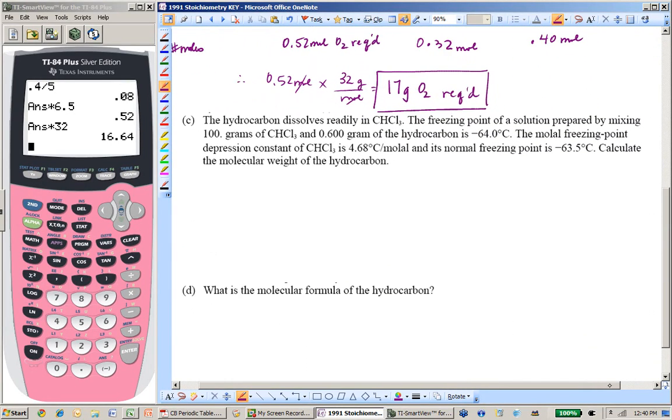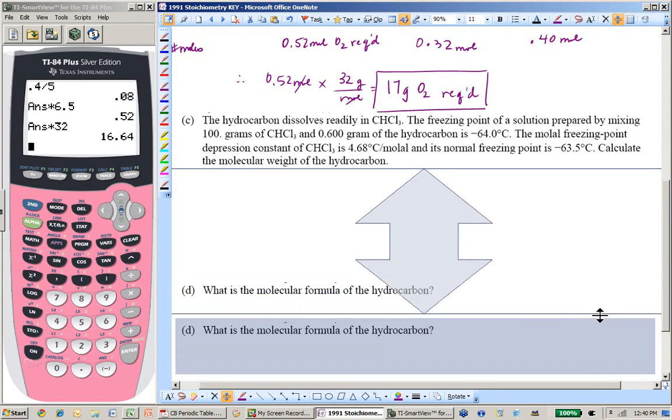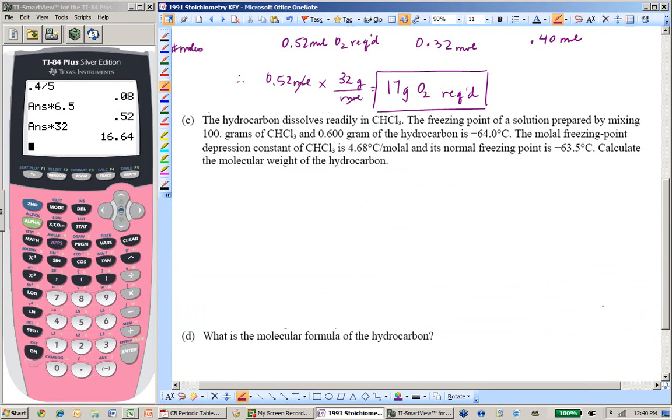Okay, now here comes the part you may not be as comfortable with. This part may be brand spanking new to you, but you know what? It won't be the last time you learn something new in this course. So we're going to tackle it anyway. And when you get into trouble, there is a formula sheet in the free response that you can look at.